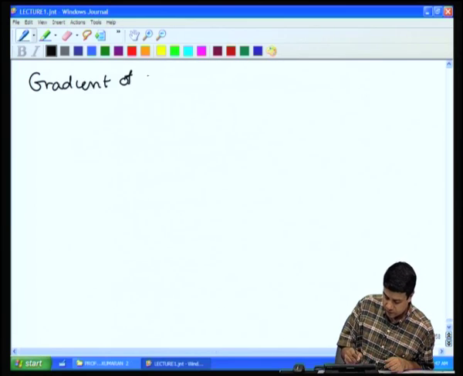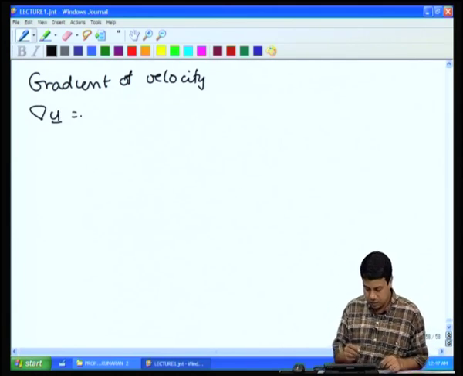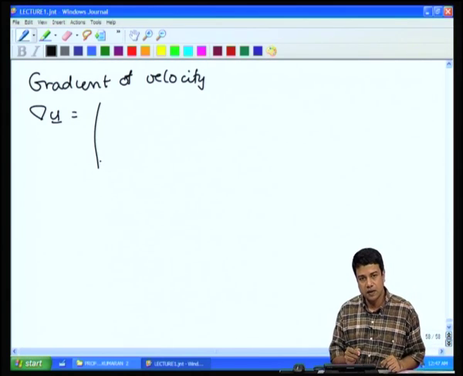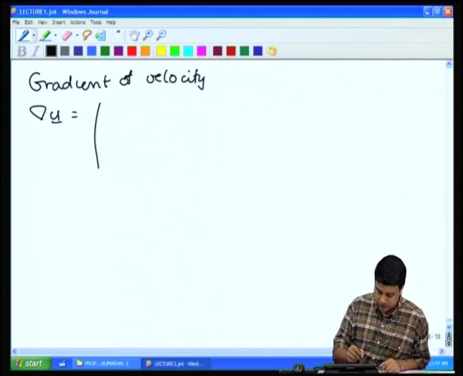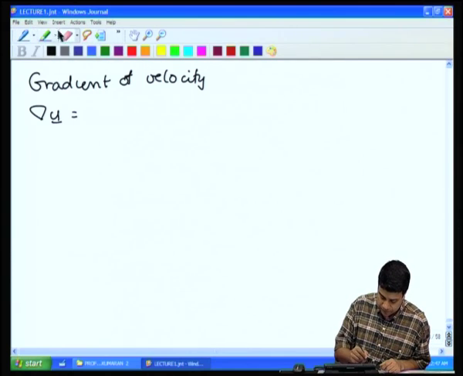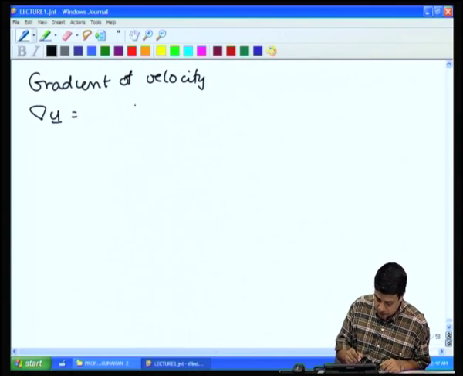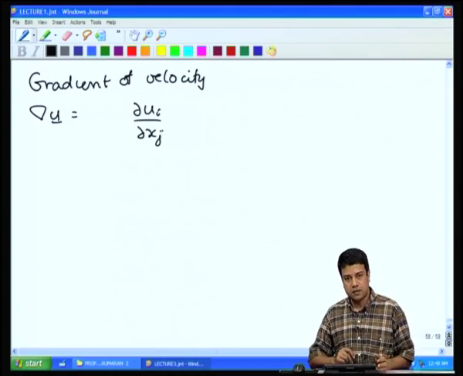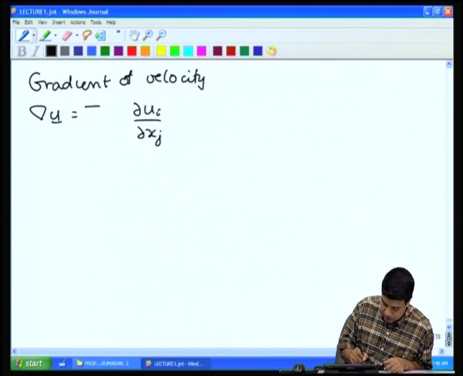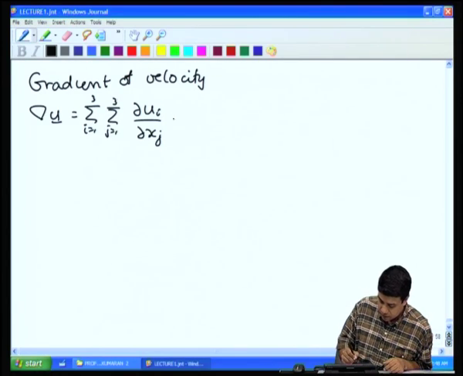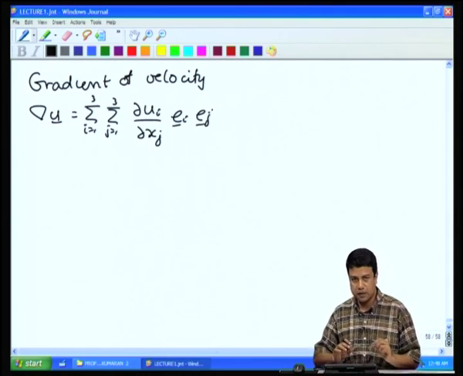The gradient of velocity, grad u, has now 9 components. If I write it out in indicial notation, this is equal to partial ui by partial xj. There is no repeated index. That means that this is equal to summation i equals 1 to 3, summation j equals 1 to 3 of partial ui by partial xj ei ej, the gradient of the velocity field.